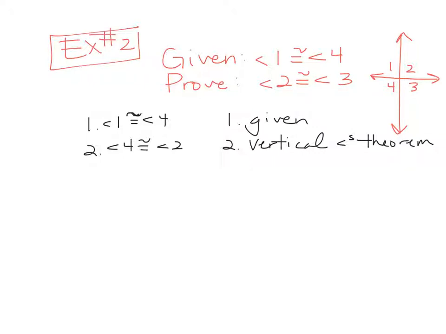Okay, so I know 1 is congruent to 4. I know 4 is congruent to 2. So what could I say next? Knowing these two things, what does that lead me to? If 1 is congruent to 4 and 4 is congruent to 2, then 1 is congruent to 2. What is that property? It's like the law of syllogism. Okay, you could say substitution.